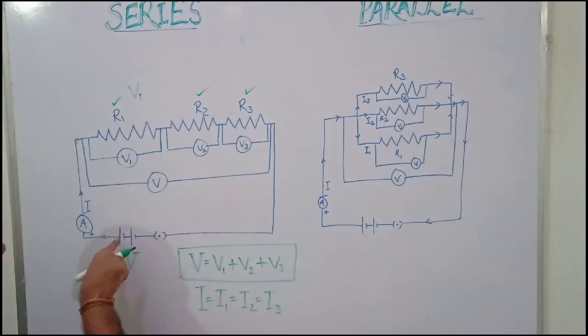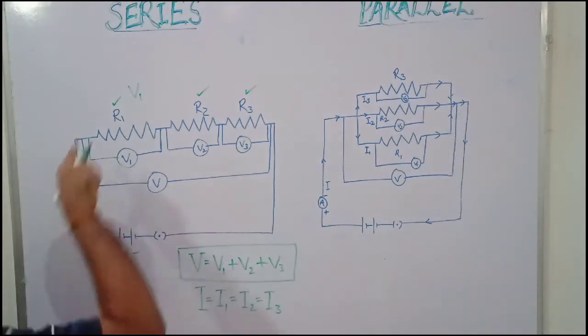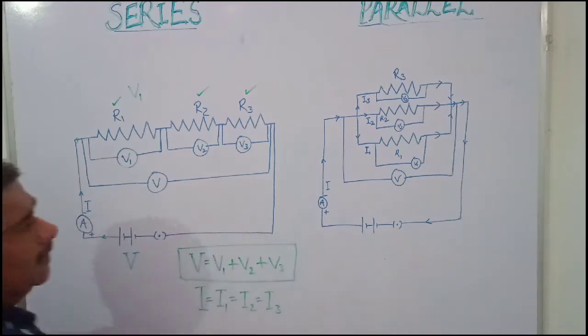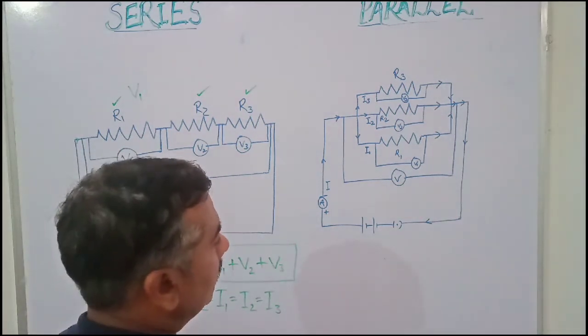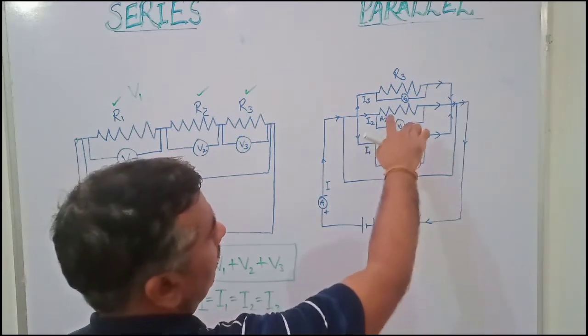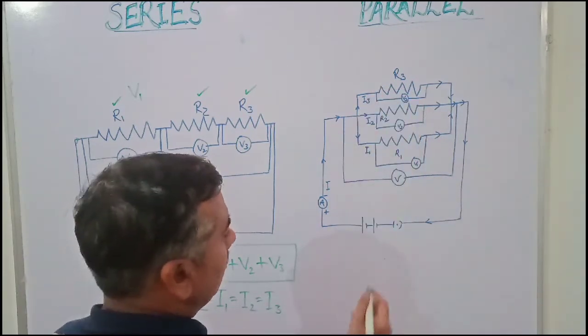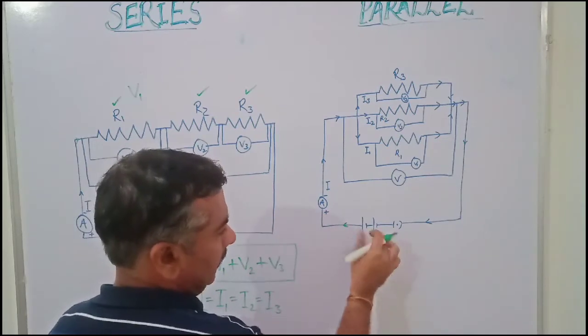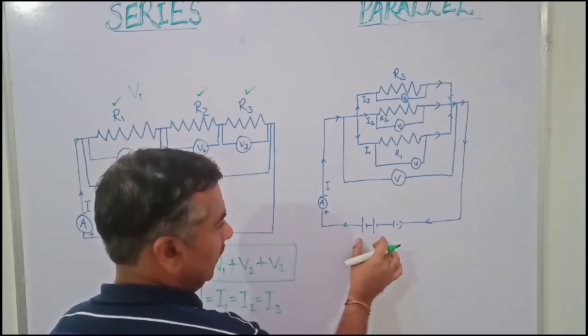The same amount of current which started from the battery will end up in the negative terminal, right? But now let us come to the parallel combination. Once again in parallel combination, we have taken the three resistors R1, R2 and R3. Now when we key in, that means when we switch on, the current starts flowing because there is a source of potential energy. This is the battery, right?